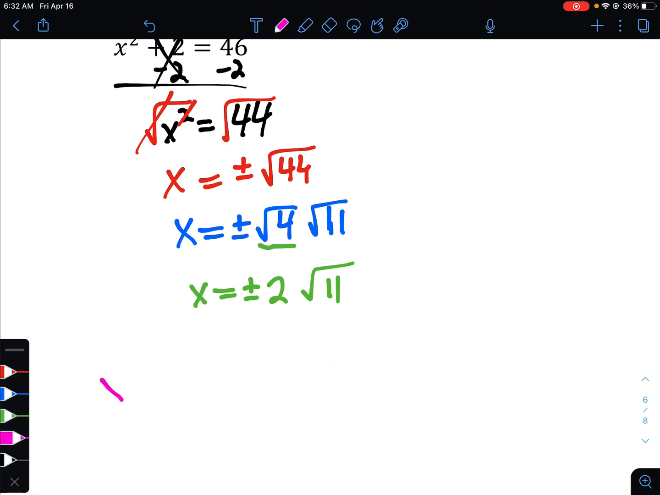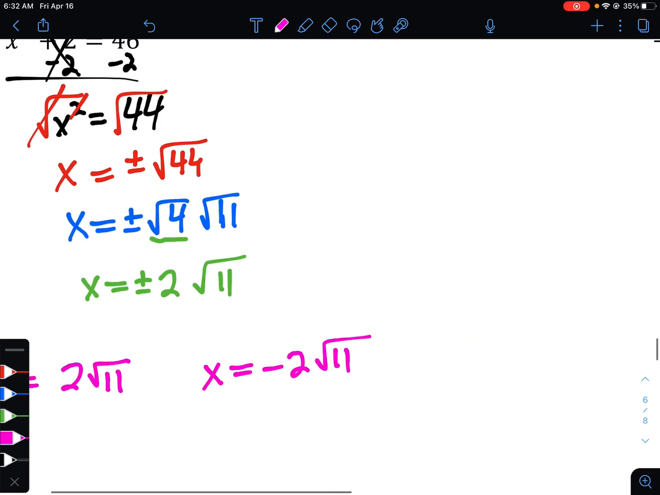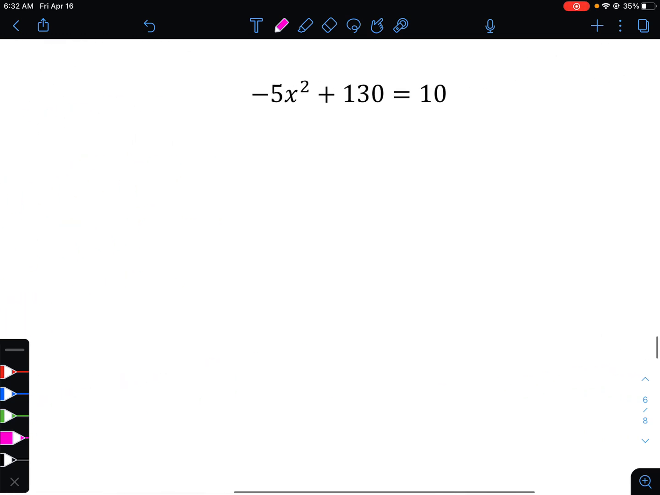Now, just like we have on the previous problems, if you wanted to write these as 2 separate solutions, one of them would be a positive 2 multiplied by the square root of 11. The other would be a negative 2 multiplied by the square root of 11. So you can still break it apart, even if the number is not a whole number. All right, one last example. Let's take a look at it now.